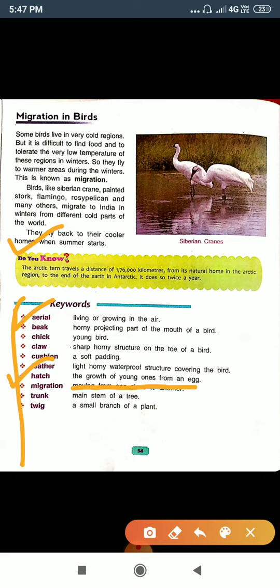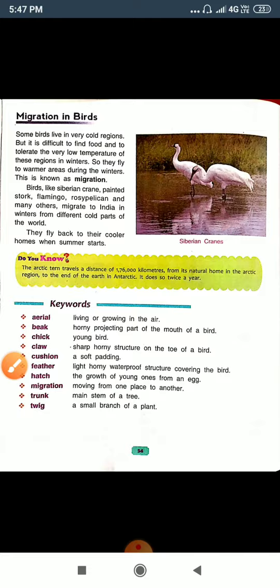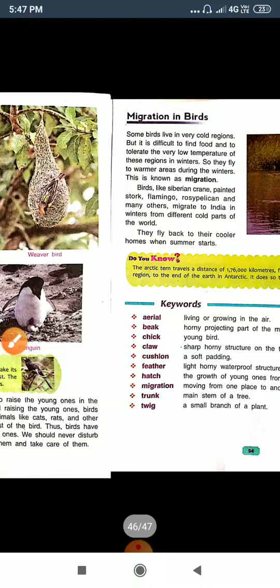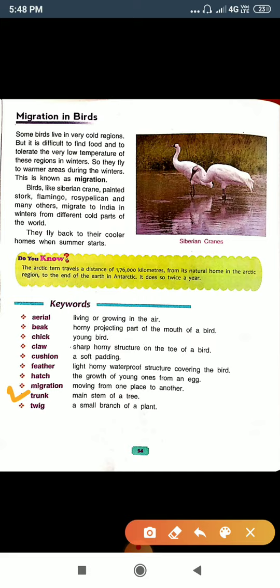And about migration, see the word migration here. Migration means moving from one place to another. And what is a twig? You can ask. Twig, T-W-I-G, a small branch of a plant.